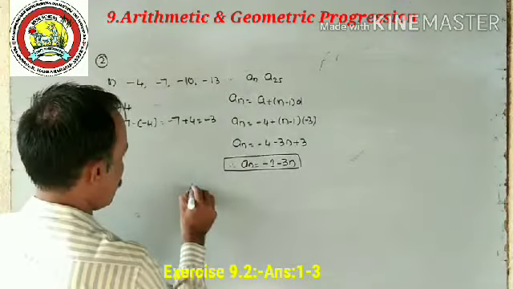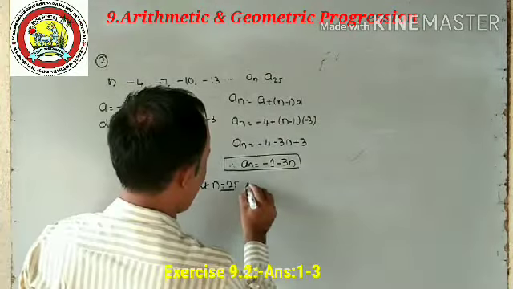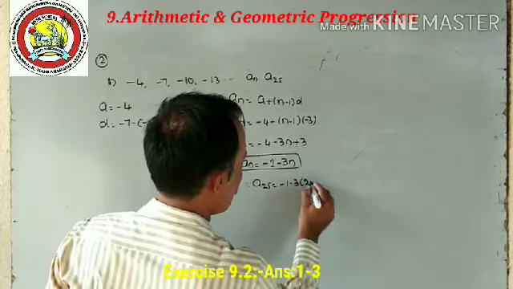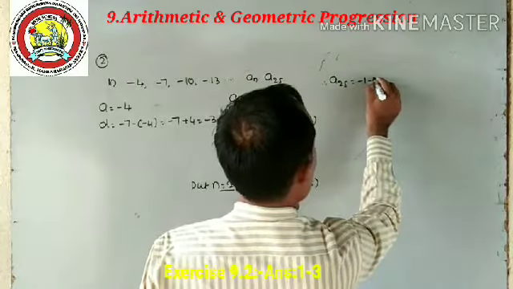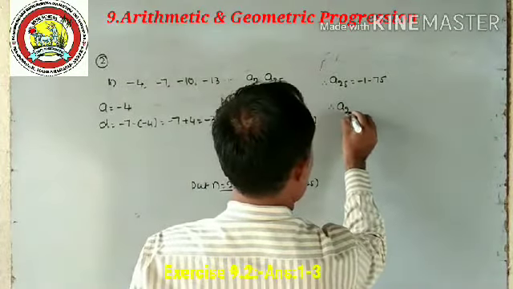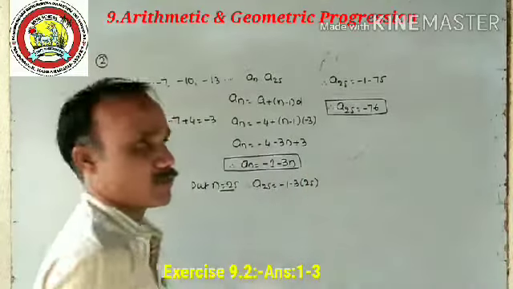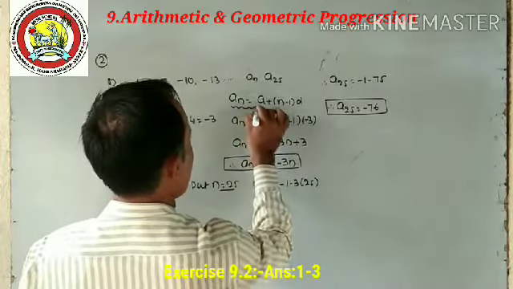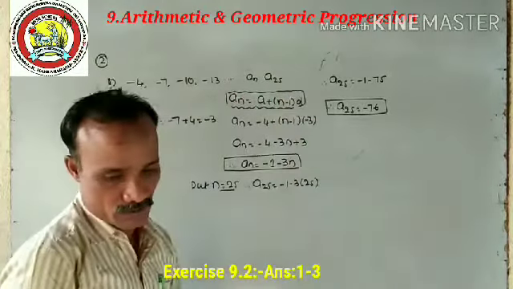Now for 25, put n is equal to 25. Therefore, A25 is equal to minus 1 minus 3 into 25. Therefore, A25 is equal to minus 1 minus 75. Therefore, the value of A25 is equal to minus 76. Yes, this is the procedure to find any term of an arithmetic progression. The very important thing is the nth term or last term. This is very important.